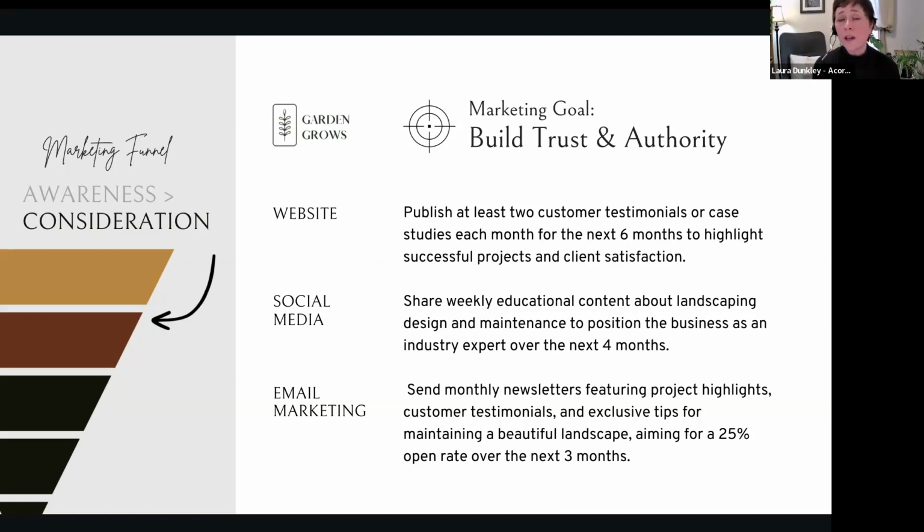So for a landscape designer, the case study would be, what are the gardens that they've designed? What was the challenge? What was the before? What was the after? Really important for building trust when they land on your website. Social media, we're going to do educational content to position themselves as an industry expert. Email marketing, we know we've started to send out newsletters because in the awareness stage, we're going to get subscribers. Now we're going to send them all these really cool tips, and we're going to start getting them interested and moving them over to conversion.